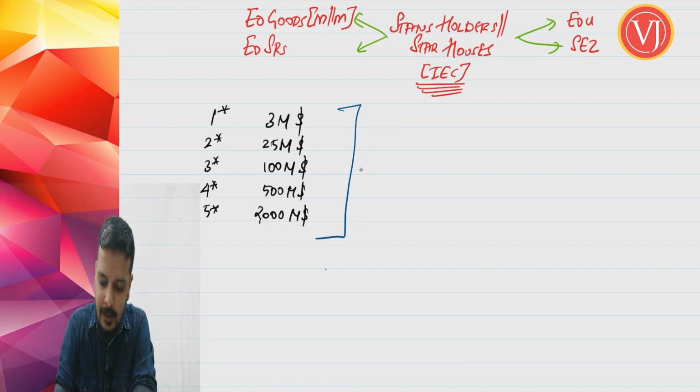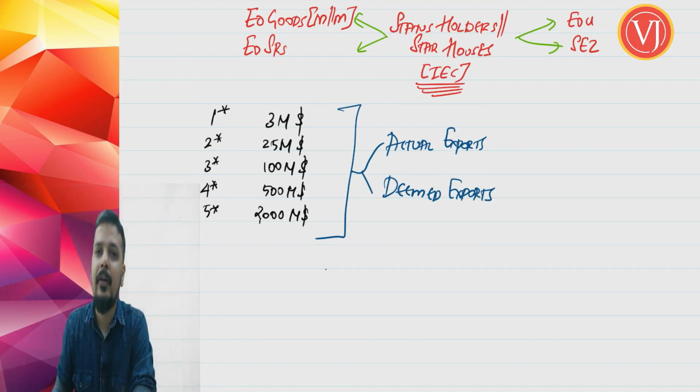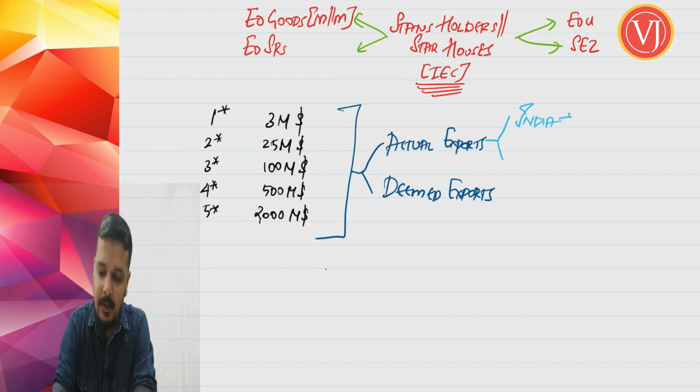You have to include both your actual exports as well as deemed exports. One example of deemed exports is supply to 100% export oriented units. When you're talking about your actual exports, friends, the focus is on India to another country, say for example India to USA, or it also includes India to special economic zone.